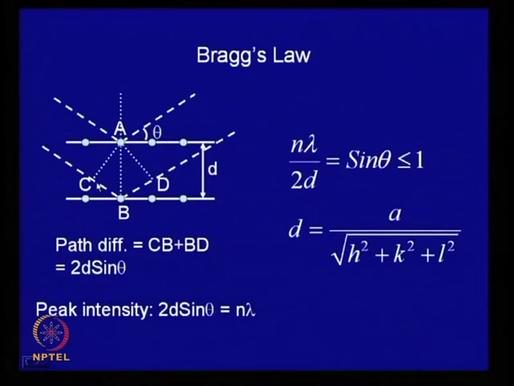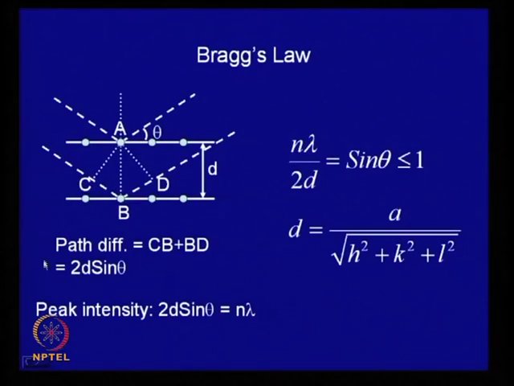Now, path difference is made up of CB, this path, you drop a normal from here onto this and a normal from here onto this. So, total path difference is CB plus BD, and both of these are equal. It is possible to show that both of these are equal. See this angle, say this angle also is theta. So, this is 90 minus theta, this is perpendicular. So, this is theta. So, BD is d sin theta. Similarly, CB is also d sin theta.